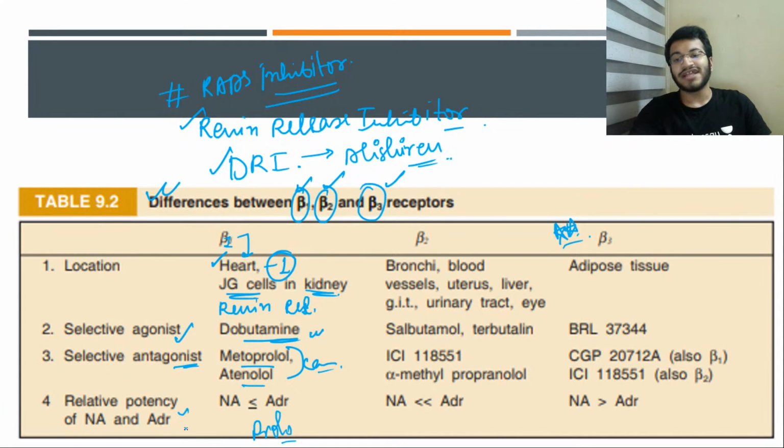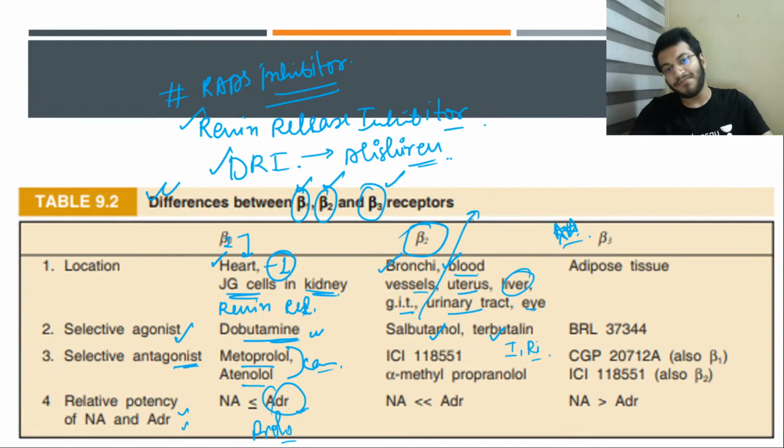And then relative potency of noradrenaline and adrenaline. So beta 1 is more potent with adrenaline. Then comes the beta 2. You have two lungs, so beta 2 is present on lungs plus smooth muscles in blood vessels, GIT, uterus, urinary tract, eye and liver as well. And beta 2 agonists are salbutamol and terbutaline. Isoxsuprine is also there and ritodrine is also there. These are selective agonists.